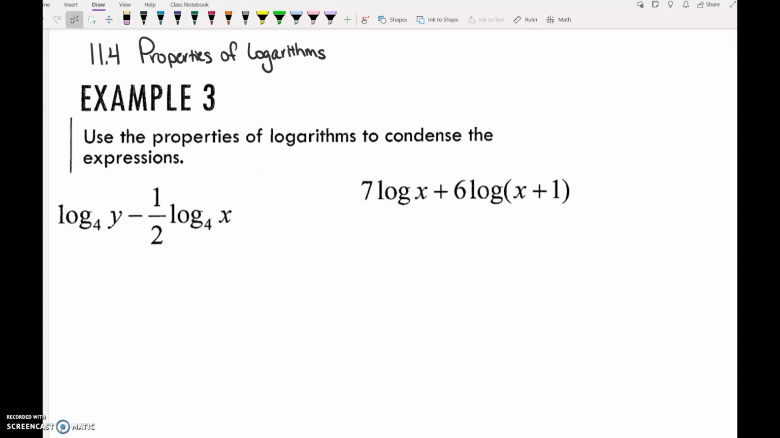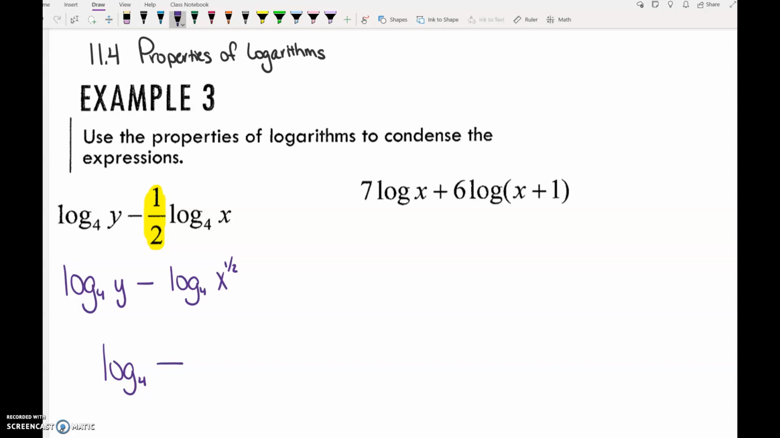So if we're undoing that work, the first thing that I would want to do is take any numbers that are in front of a log and put those back as exponents. So we've got log base 4 of y, and this is going to be log base 4 of x to the 1/2. Then I would condense this down to just one logarithm. And I see minus, so I know that there's going to be division, because subtraction between the logs is the same as division in between. So the y needs to be on top, and that x to the 1/2, that's the negative log, so that is the one that's going to be on the bottom.